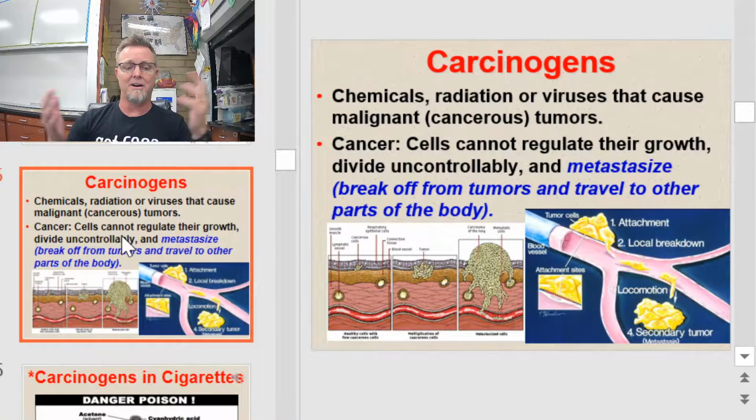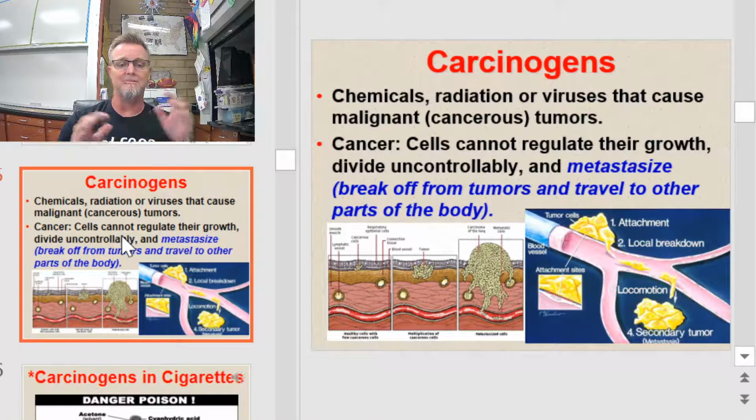Carcinogens, they cause cancer. We've already said that. But, like, what is cancer? And, like, what are some things that could cause cancer? Well, radiation, viruses, or chemicals that we get exposed to that lead to uncontrolled mitotic division. Like, that's what cancer is all about. Cancer cells basically cannot regulate their growth. They divide out of control, and they can break off from the tumors that they form and spread throughout the body and start doing that uncontrolled cell growth in other places. That's called metastasize, where they break off from tumors and travel to other places.